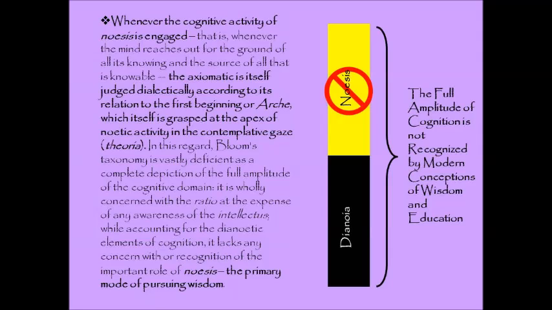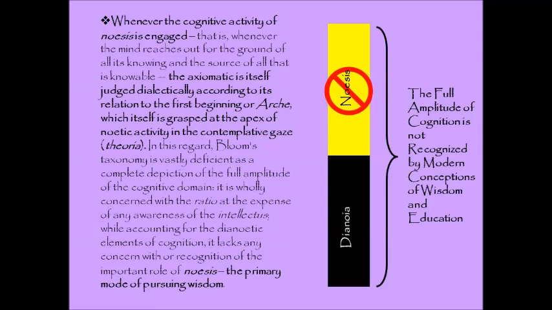Okay? So whenever the cognitive activity of noesis is engaged, that is, whenever the mind reaches out for the ground of all its knowing and the source of all that is knowable, the axiomatic is itself judged dialectically according to its relation to the first beginning or arche, which itself is grasped at the apex of noetic activity in the contemplative gaze. And we talked about that, theoria, right?